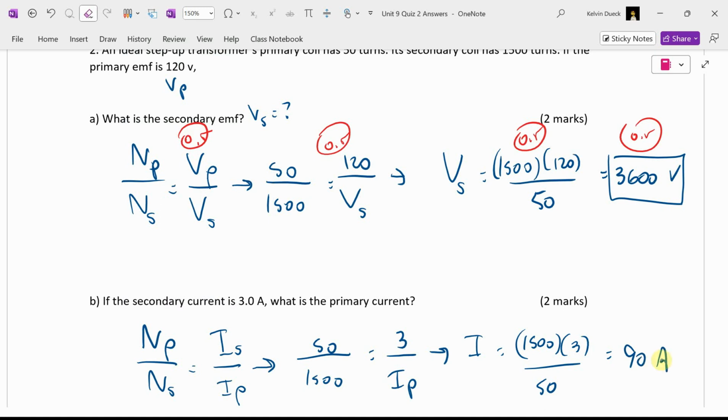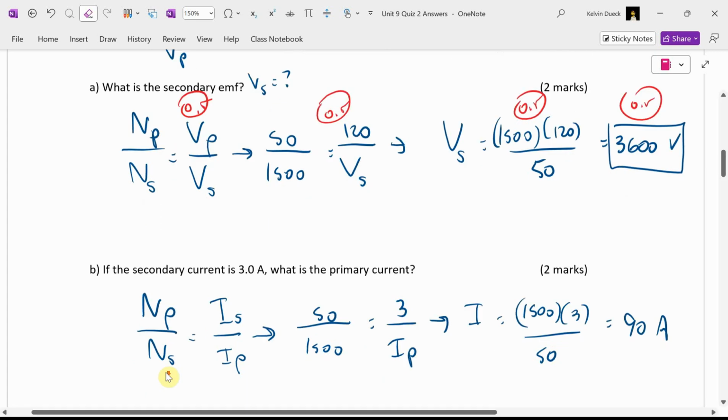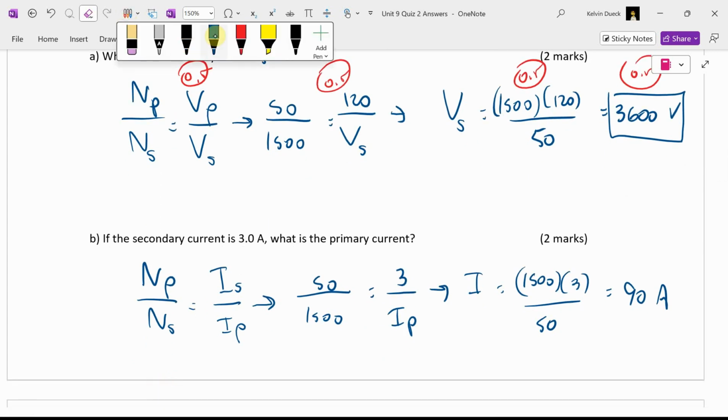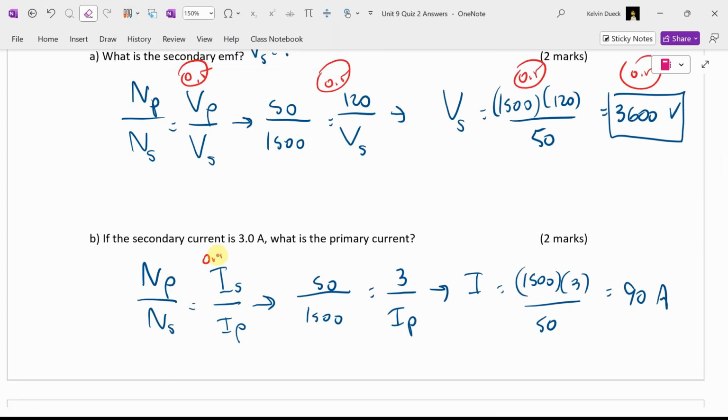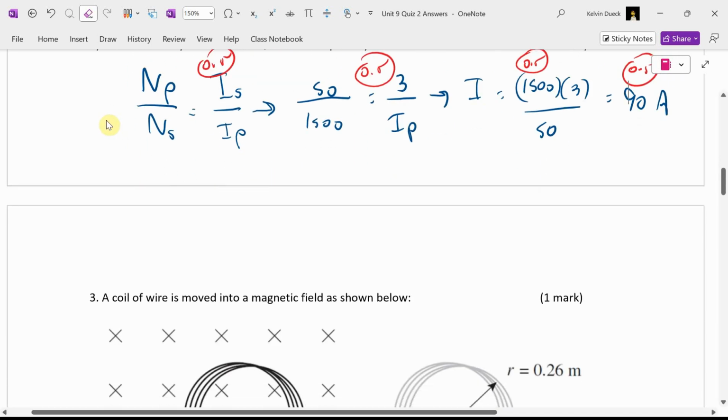90 amps. A step up transformer, more coils, more voltage, lower current. So higher number of coils on the secondary, higher voltage on the secondary, but you'll get a lower current. In terms of part marks, again, I'd give you probably a half mark for that, a half mark for that, a half mark for the numbers, and a half mark for the answer.